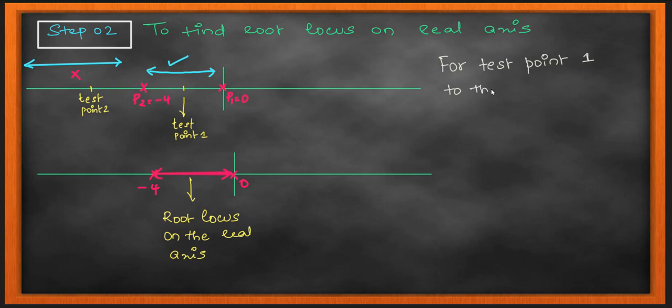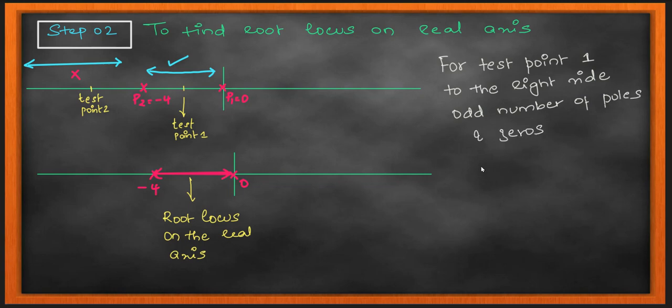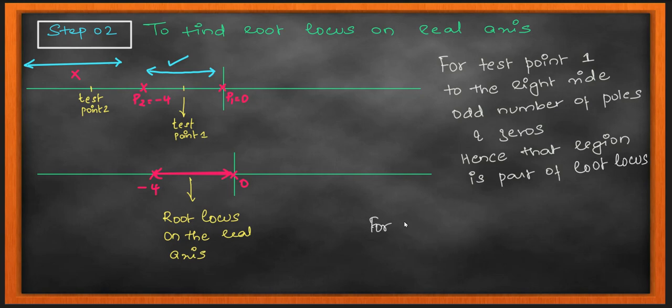So that is why I have marked that with an x. I can write these statements here. For my test point 1, to the right side I have an odd number of poles and zeros. Whenever I have an odd count, that part is on the root locus on the real axis. And when I have an even number, as in the second case, that is not part of the root locus. This must be followed through, because these are some of the steps where you don't have to do much computation. So that is my test point 2.